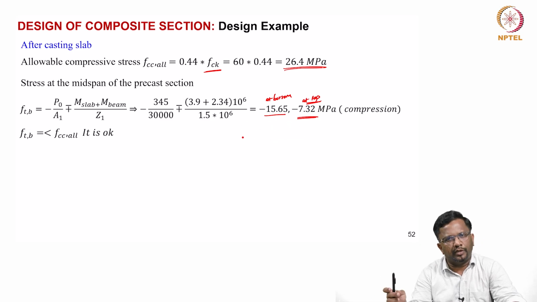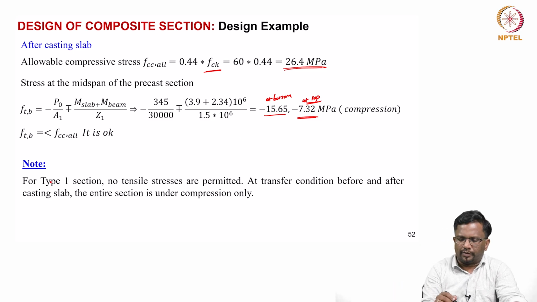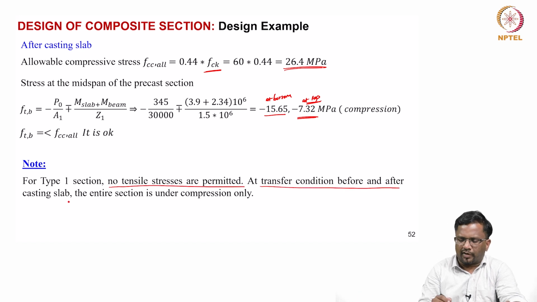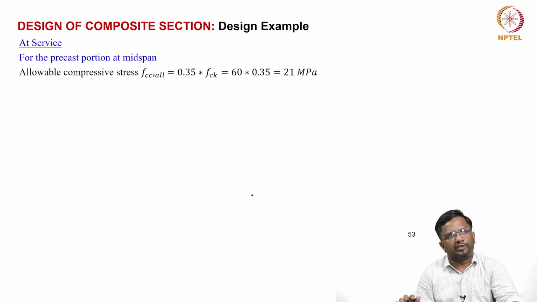Now, how about the service condition? Here we are noting down that for type 1 section, no tension stresses are permitted. At the transfer condition, before and after casting the slab, the entire section is in compression. So, there is no tension, and the compressive stresses are well within the allowable limit. Okay, now we can do the calculations for service.